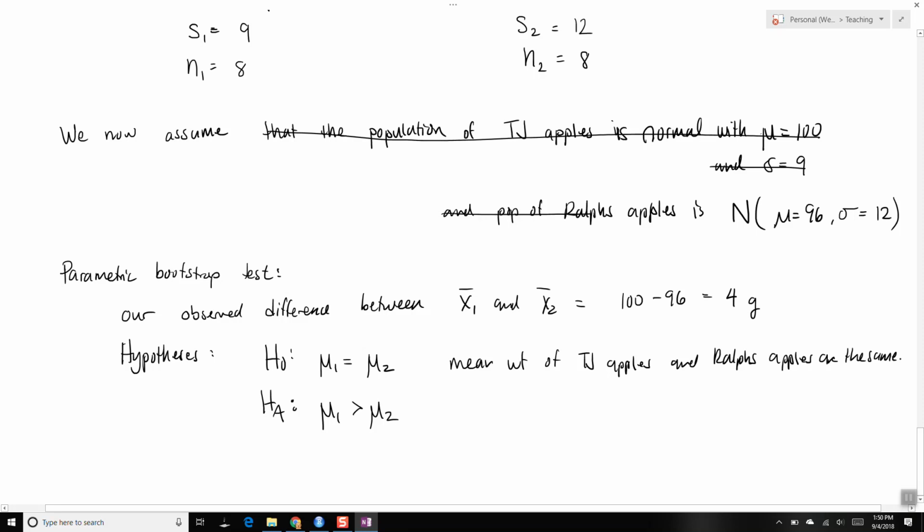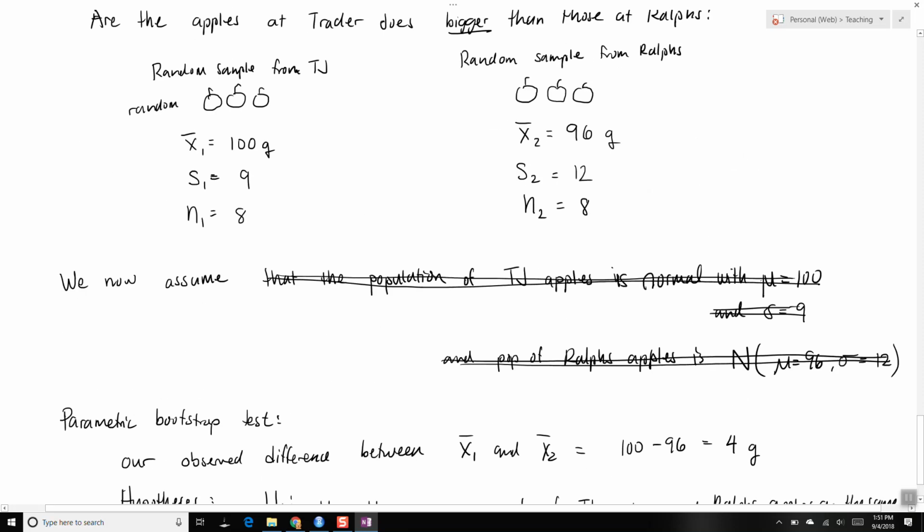You gotta scratch this out. This is wrong. Okay, so that's the null hypothesis, right? So under the null hypothesis, mu1 and mu2 are equal. Therefore, we assume that the apples for Trader Joe's and Ralph's are coming from the same parent population. So I apologize, I messed this up.